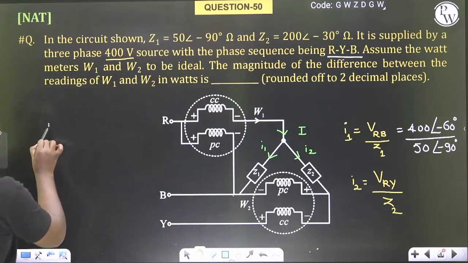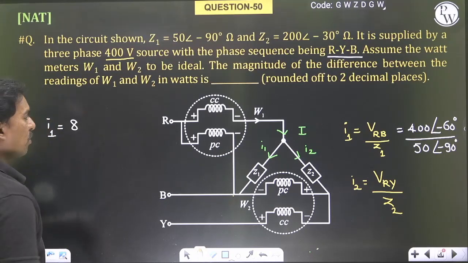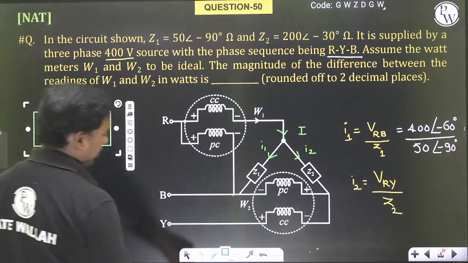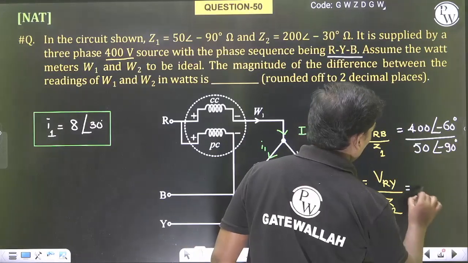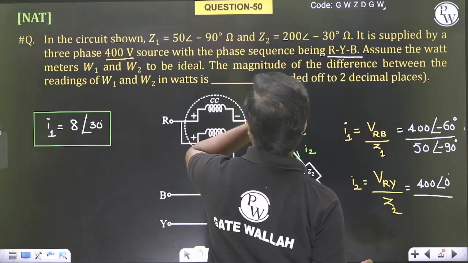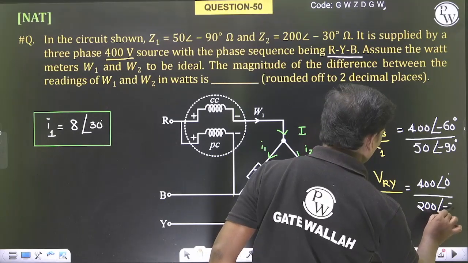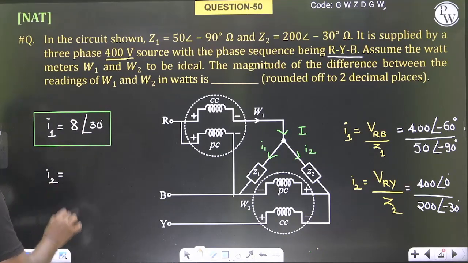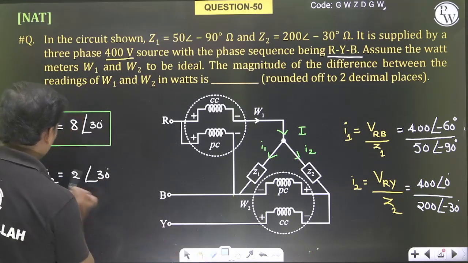So I1 will be 8 at minus 60 plus 90, that is 30 degrees. So this is our I1. Next, what about I2? That is VRY. VRY is our reference, so I can take it as 400 at 0. Z2 is given as 200 at minus 30. So I2 will be 2 at plus 30. This is our I2.